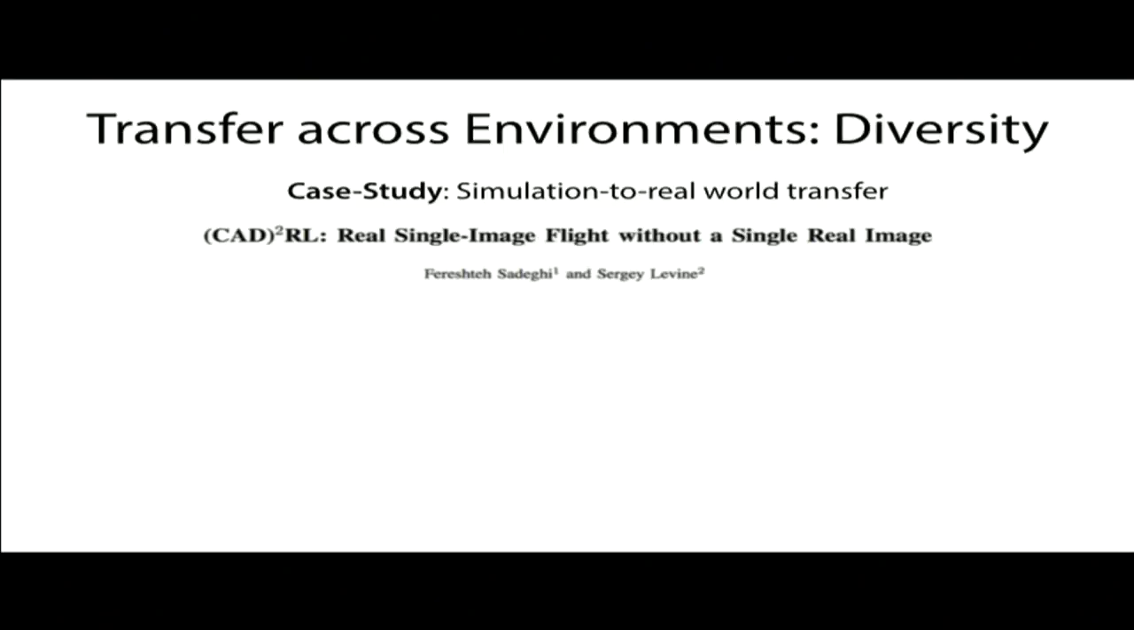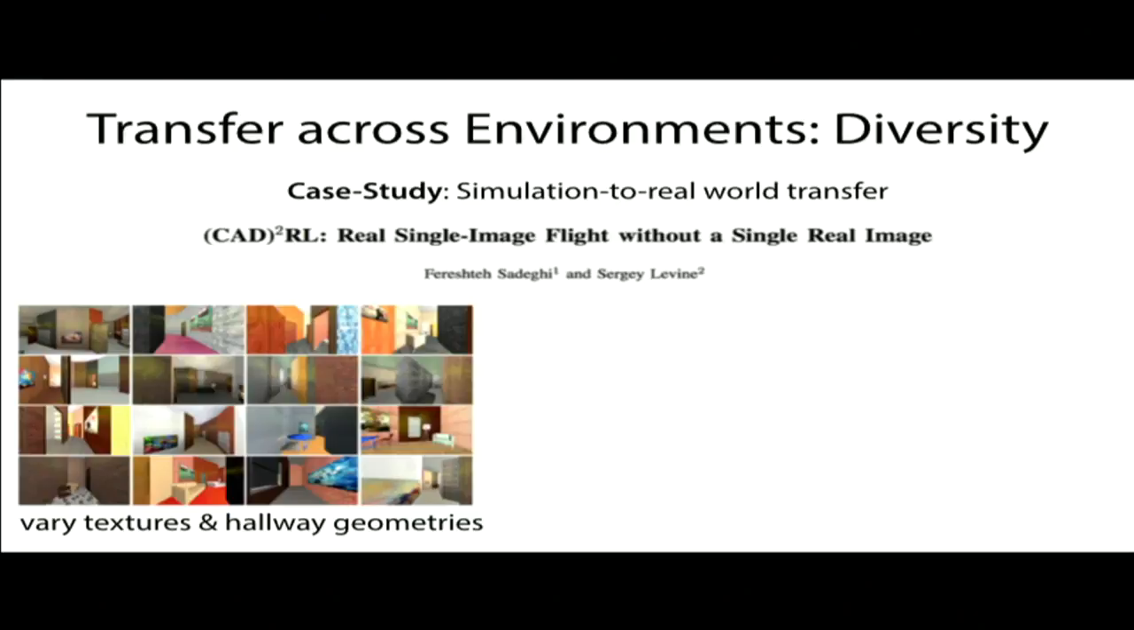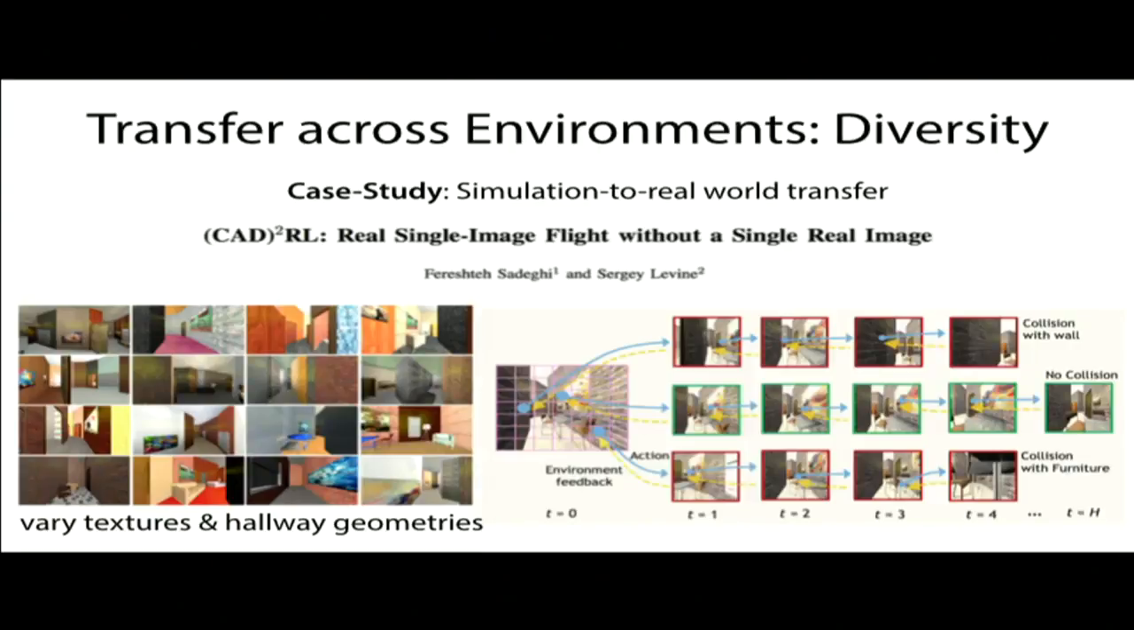So the first is a recent paper from Berkeley, and what they were trying to do is have a quadrotor be able to fly through an environment and avoid obstacles. What they did is they trained the quadrotor in simulation across many different environments with varying hallway geometries and varying textures. And they trained it to predict whether or not, if you took a sequence of actions, you would collide in the future. And then when they wanted to take actions, they took actions that would prevent collision in the future. So a pretty simple RL setup.